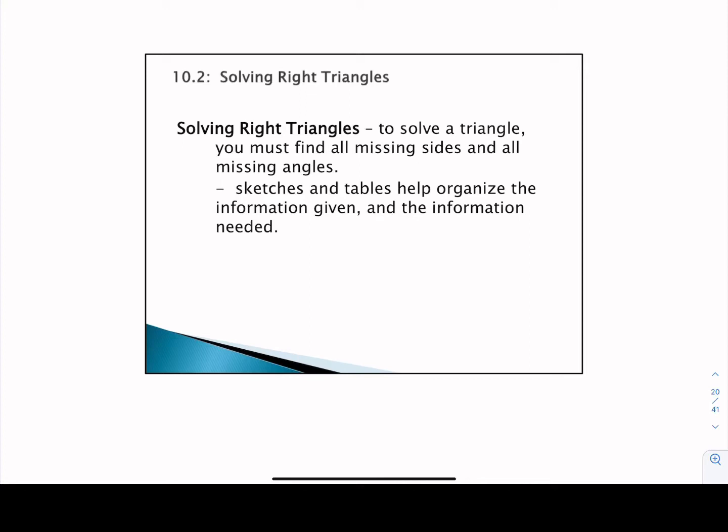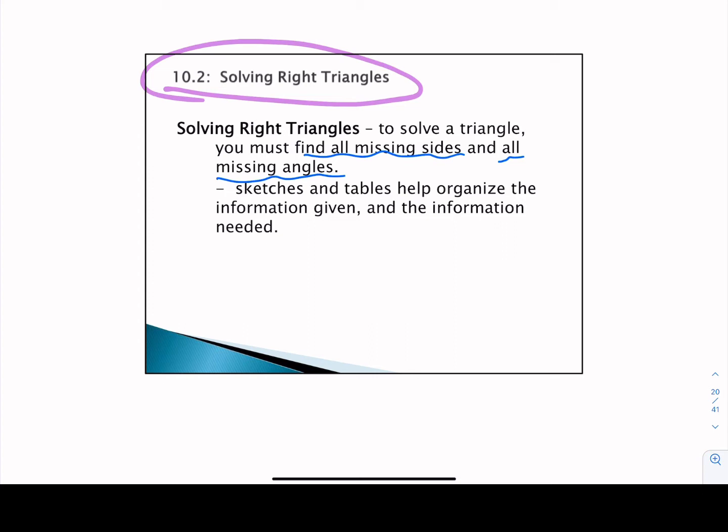Hi everyone, welcome to section 10.2 where we start solving right triangles. When we ask you to solve a right triangle, what we're trying to do is find all missing sides and all missing angles. So if there are two sides missing, we would be looking for both of those side length measurements, or if you had an angle that was missing, we would be looking for you to calculate the size of that missing angle.